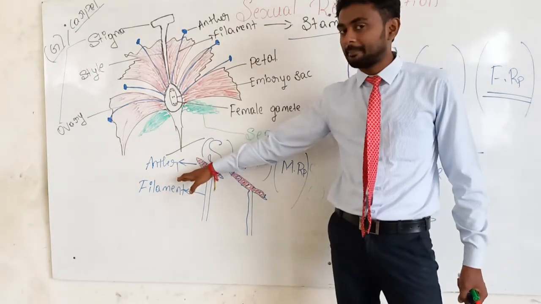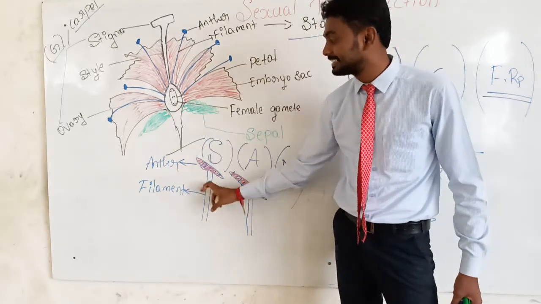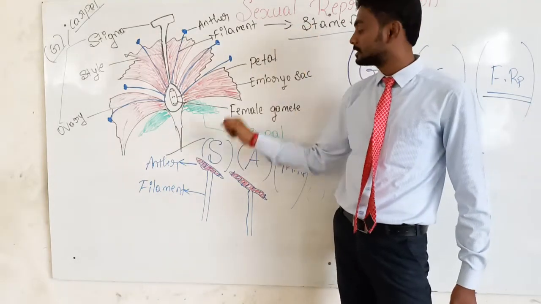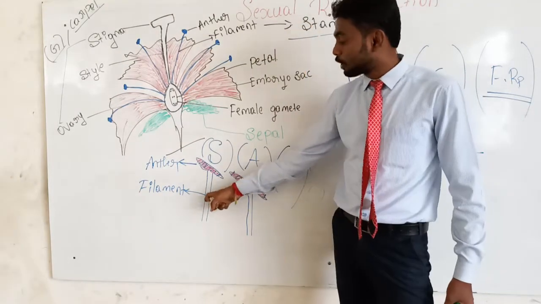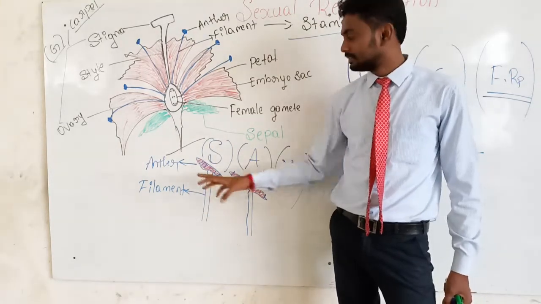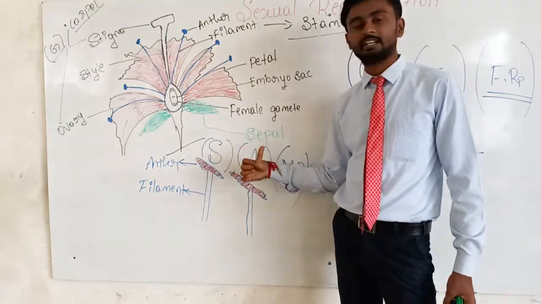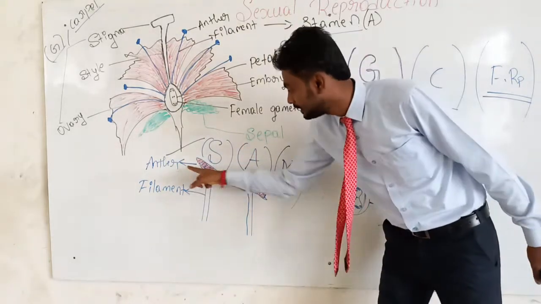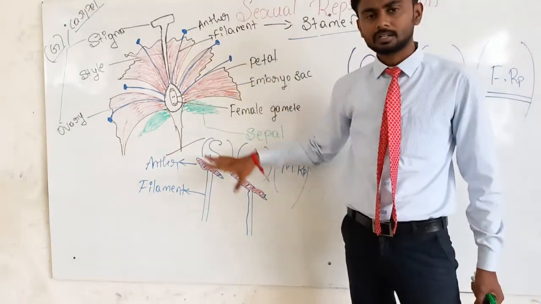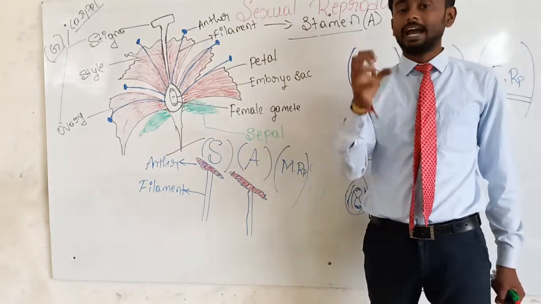See students, what do you mean by anther? Anther contains the male gametes. It is a part of the stamen which is present at the top of the filament, or the top of the stamen. Clear all of you? This anther is present at the top of the stamens or androecium. That is the anther. In the anther, you can see the anther sac.